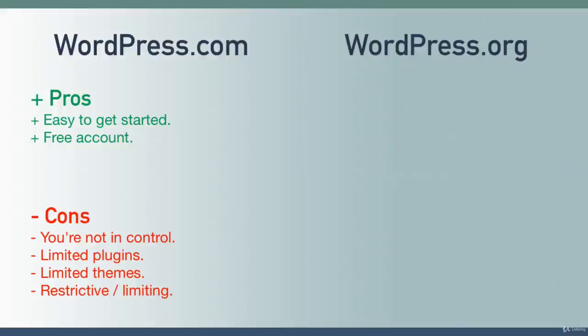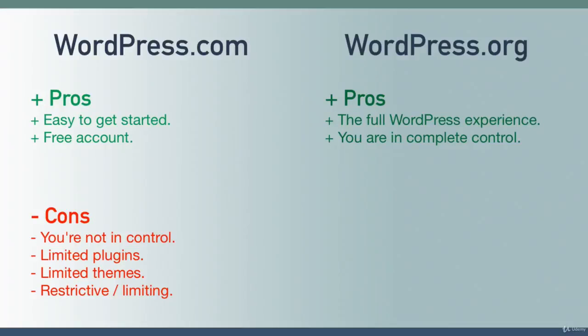So now let's really change gears and talk about WordPress.org. Let's go over the pros and cons. We'll start with the pros. Number one, this is the full WordPress experience. This is what people think of when they think of WordPress. With WordPress.org, you are in 100% complete control of your website. You are the owner of your website. You can customize anything you want. You can use any plugin, you can use any theme. Again, at this stage in the course, we don't really know what those words mean, plugin and theme, but you can imagine that the freedom to use whatever you want is a good thing.